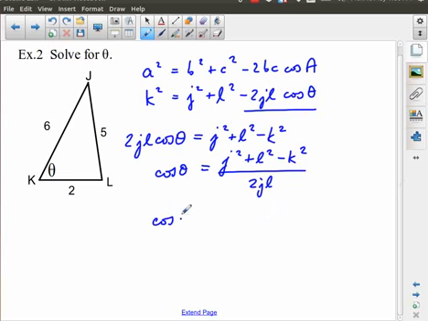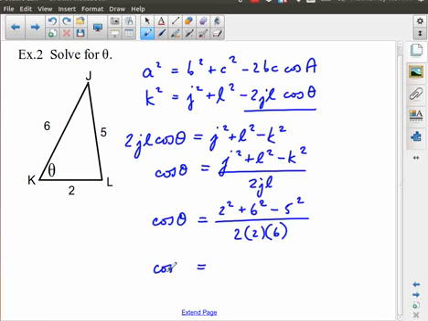So the cosine of theta is equal to j squared. J is equal to 2, so that's going to be 2 squared, plus L squared. L is equal to 6, so that's 6 squared, minus K squared, that's minus 5 squared, over 2 times J, which is 2, times L, which is 6. And that is equal to, again, you could do this all in one shot on your calculator if you wanted to. In this case, I'm going to take the time to do this out in a little more detail.